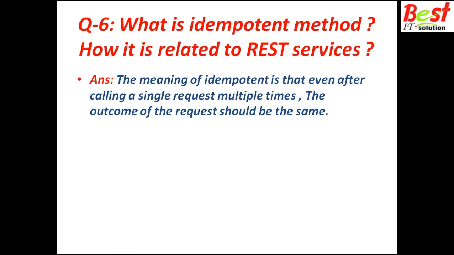So what is an idempotent method? The meaning of idempotent is that even after calling a single request multiple times, the outcome of the request should be the same. Suppose we send a request 100 times or 200 times, the result of the request should still be the same. That means we should consistently get the same response with the help of an idempotent method.